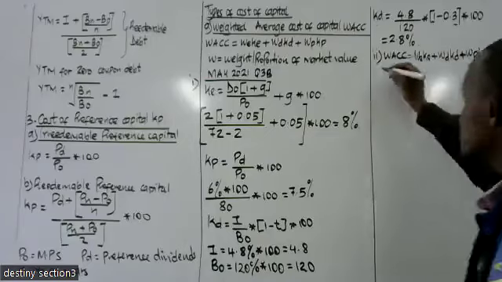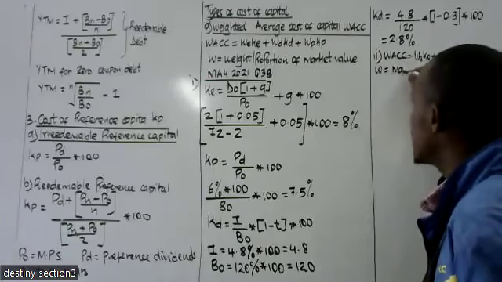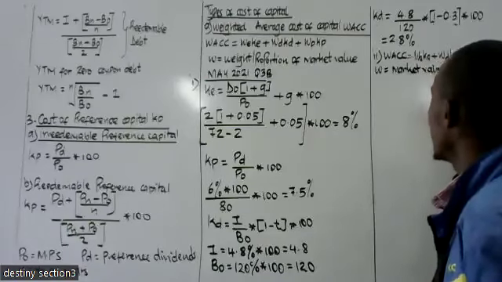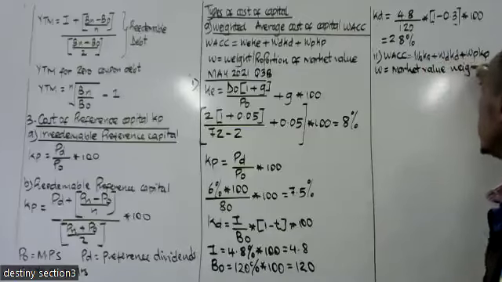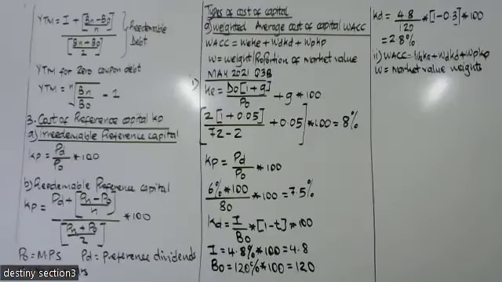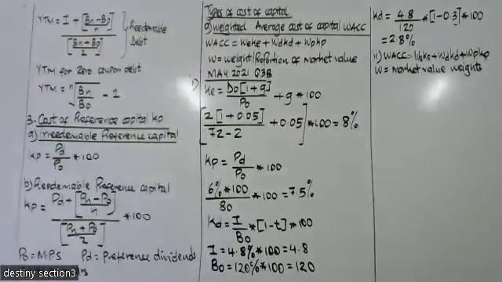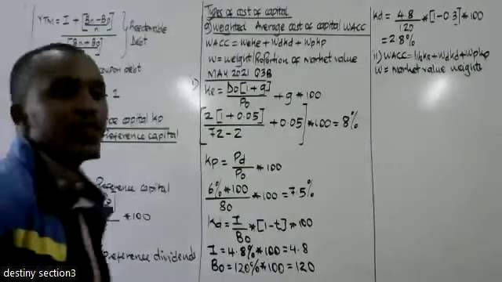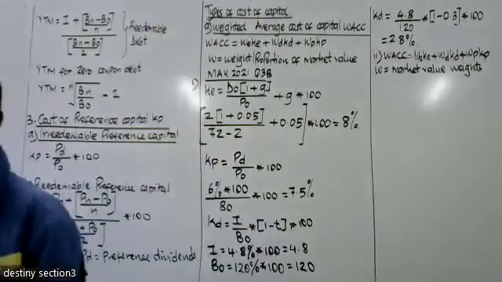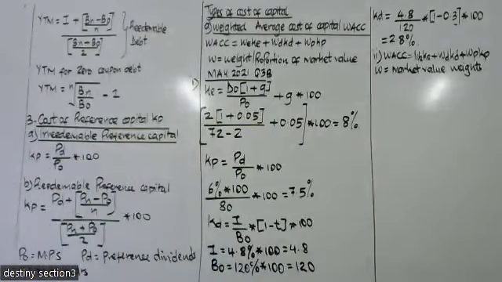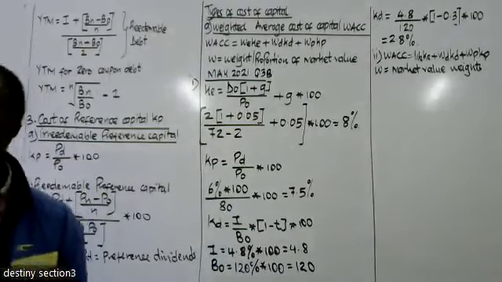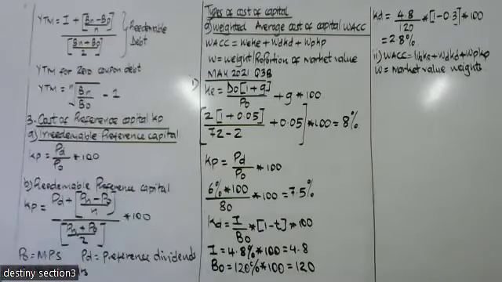Should always be market value weights, don't forget that. Unless they tell you to use book values. Remember the market value weights. By market value, we basically mean the weight of the current cost of capital using the current market prices. Book value, you're using historical prices. But the market value, you're using the current prices at which they are trading.